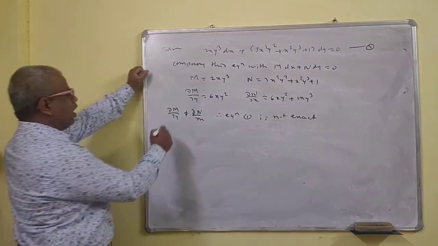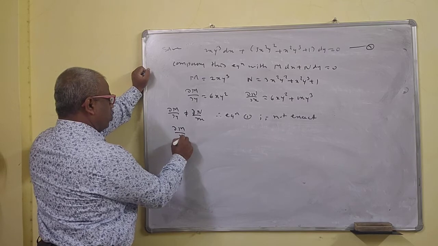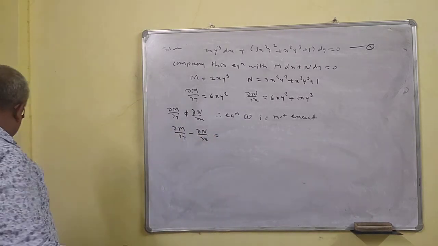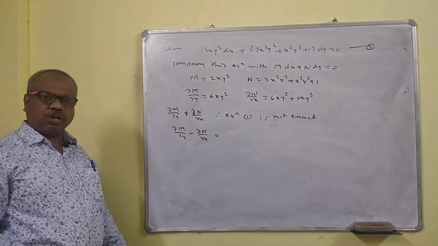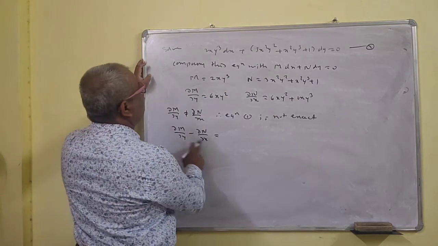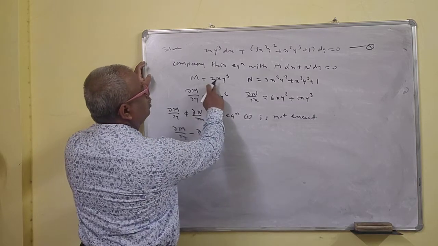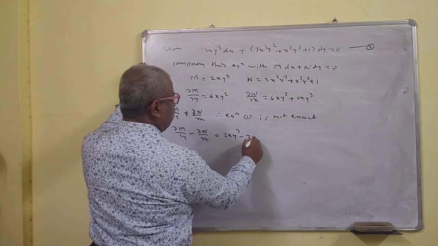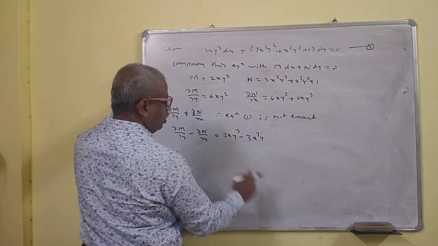So what will we do? We'll find the difference of this, dou m by dou y minus dou n by dou x, any difference you can find. Okay, that will decide then. So just find this difference. What do we get then? This is twice x y cube minus 3x square.